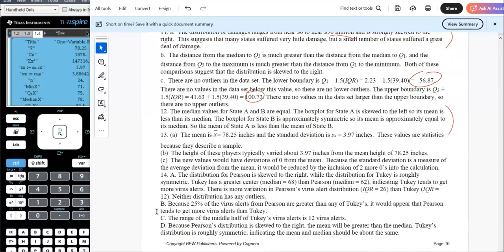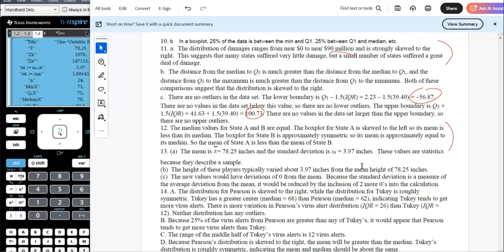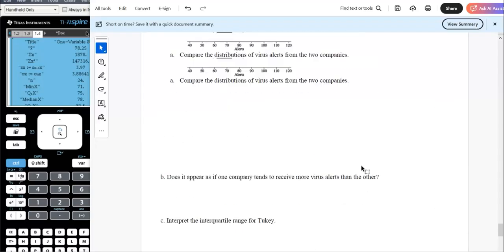So this is 13C. The new values would have a deviation of 0 from the mean. Because the standard deviation is a measure of the average deviation, it would be reduced by 2 more zeros in the calculation. Yeah, you'd have some more zeros in there.